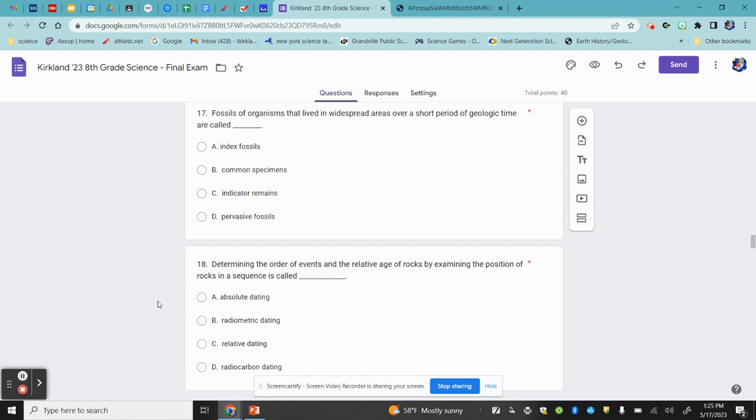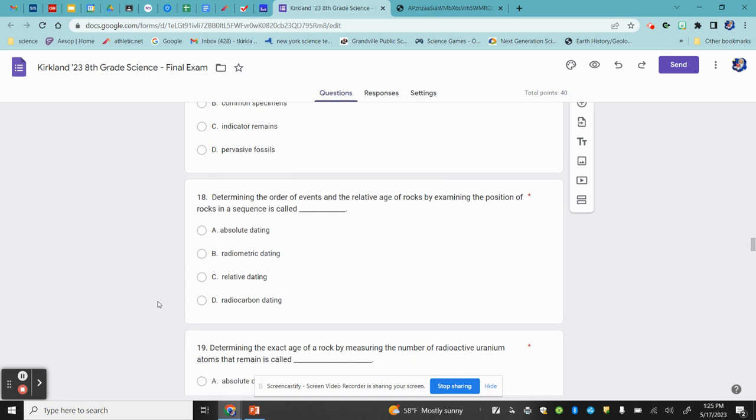18, determining the order of events and the relative age of rocks by examining the position of rocks in a sequence is called A, absolute dating. B, radiometric dating. C, relative dating. D, radiocarbon dating.